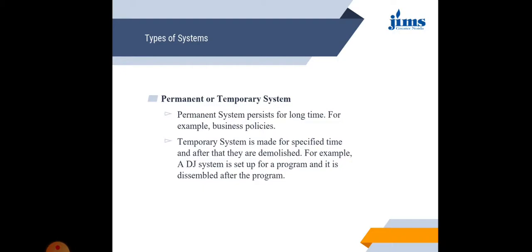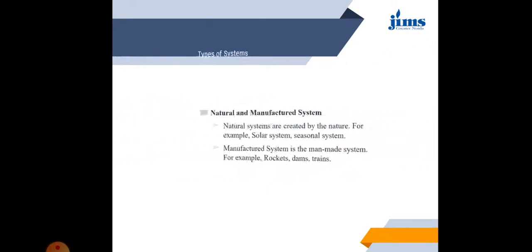So basically, permanent systems are the systems which are used for a very long period of time, such as organization policies or organization vision or mission. And a temporary system is a system which is used for a very short period of time. Suppose in a program there is a DJ system, it will be assembled for a very short period of time. After the party is done, the system will be disassembled for going to another program. So that's the permanent and temporary system.